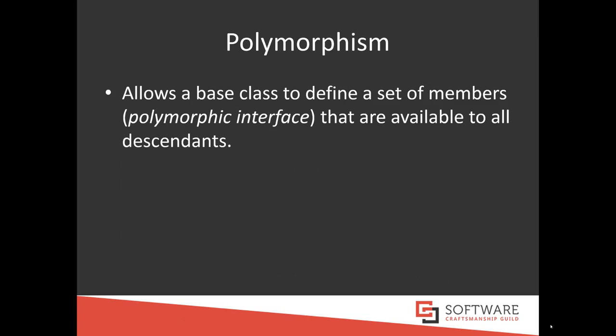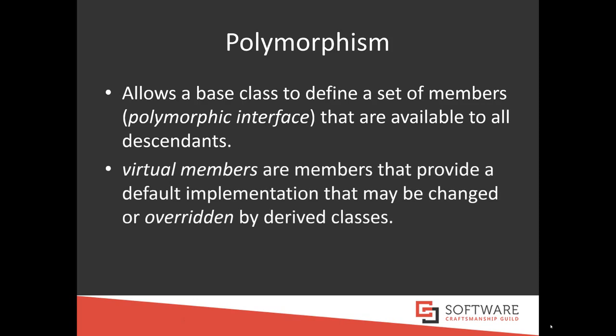Polymorphism is when we allow a base class to define a set of members, a polymorphic interface, that are available to all their descendants. Virtual members are members that provide a default implementation that may be changed or overridden by derived classes. We're going to get into that in inheritance. Something that's virtual, you're going to write code that does something, but another class might extend or override your code and behave differently.